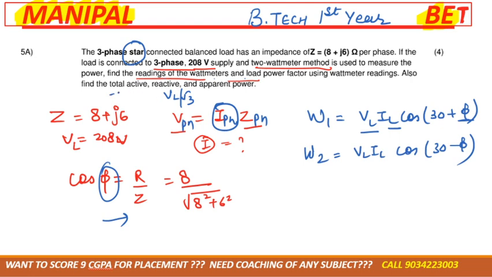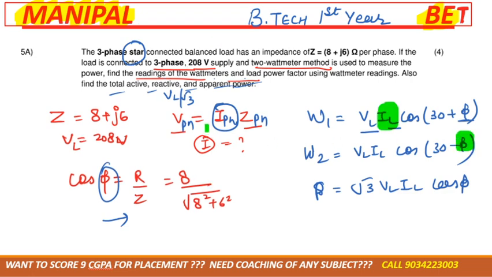Okay, so active power, reactive power, apparent power, these can also be found. P equal to root 3 VL IL cos phi. But basically you need to calculate IL and phi. IL you will get from here, in the star IL is equal to IPH, and phi you will get from here. Done.